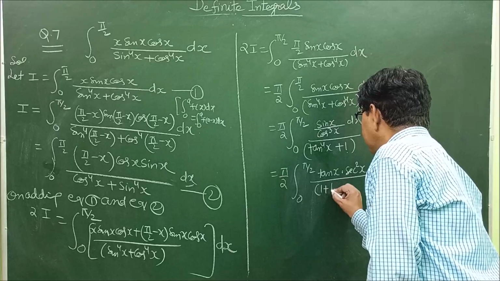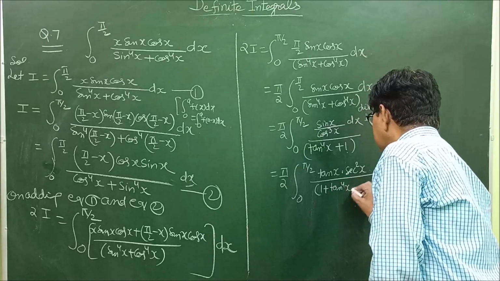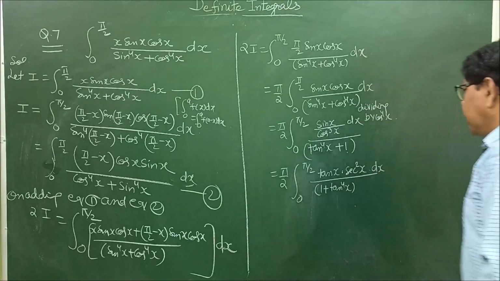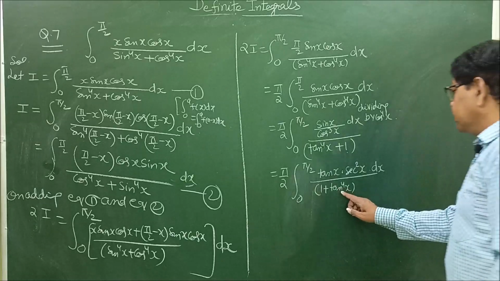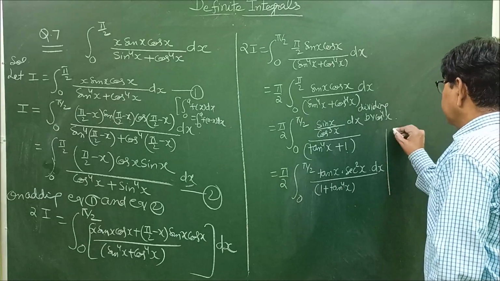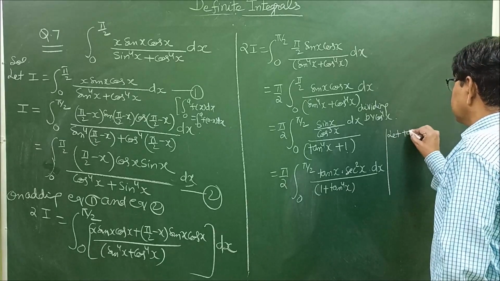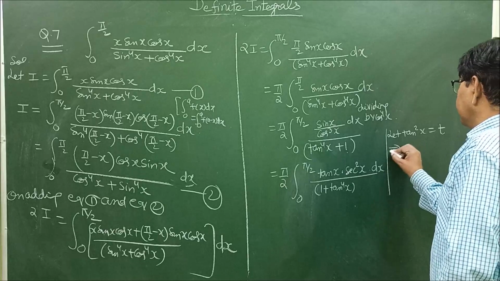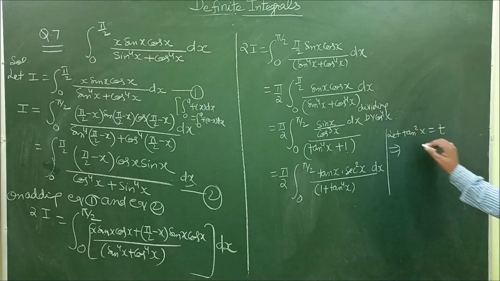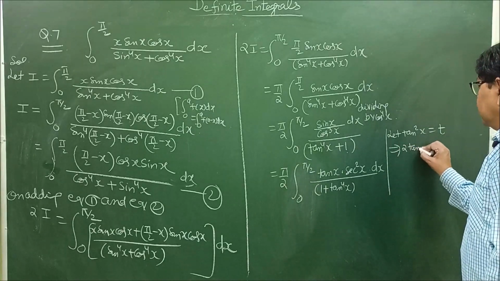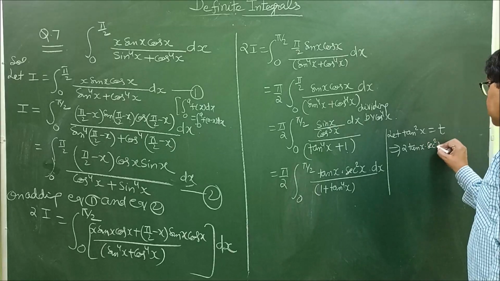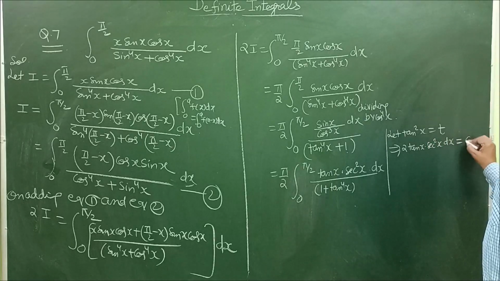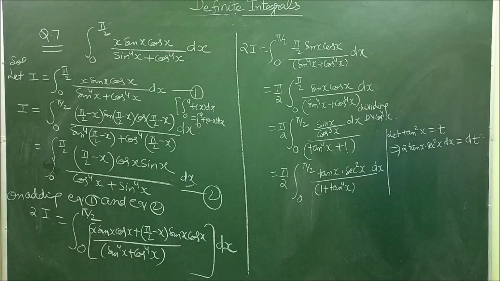1 plus tan 4x dx. And now let tan square x equal t. If I take tan square x equal to t, then on differentiating both sides with respect to x, we get 2 tan x sec square x dx equal to dt. So tan x sec square x dx can be replaced by dt upon 2.